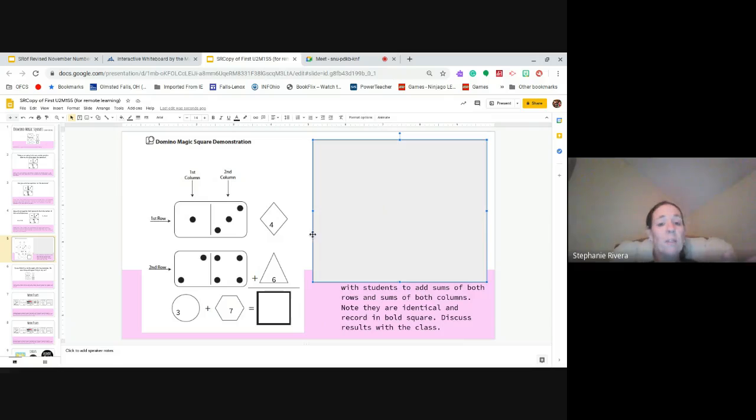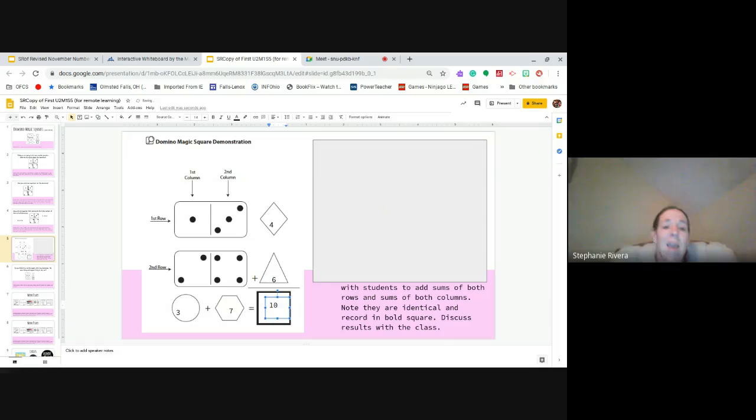Now we can't write a ten in this box until we're sure that 3 plus 7 equals 10. So let's start at the 7 and let's add 3. 7, 8, 9, 10. Ding, ding, ding. So now we can put a 10 in that box because both ways that we solved it, we know our answer is 10.